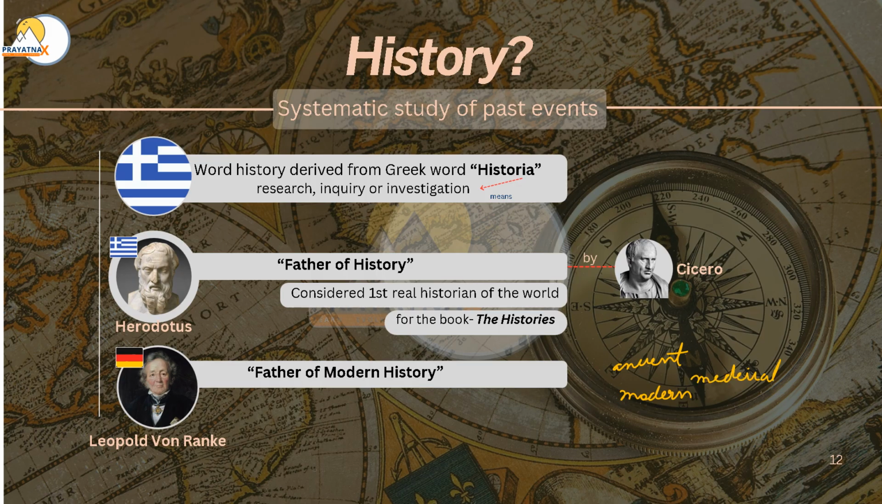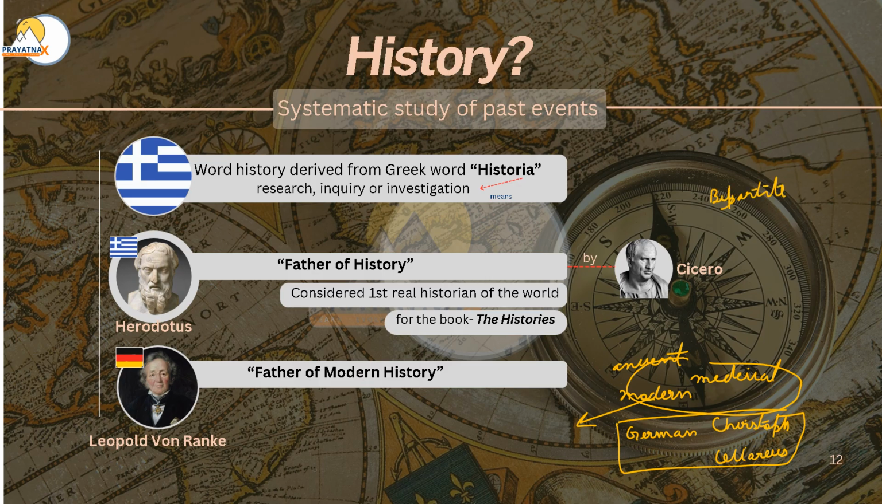Now, this tripartite division of history is given by the German historian Christoph Solarius. After he created this model, this tripartite classification became the standard model for writing history and reading, which we normally read in textbooks.